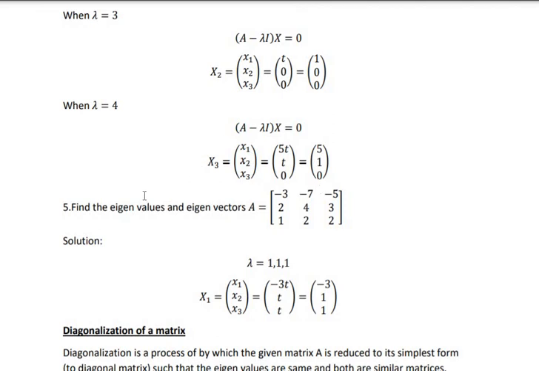Okay, then there is one more question. Find the eigenvalues and eigenvectors of A equal to [-3, -7, -5; 2, 4, 3; 1, 2, 2]. We can find the solution in a similar way. You will get the answer as lambda equal to 1, 1, 1, and the eigenvector corresponding to lambda equal to 1 as (-3, 1, 1). Okay, thank you.